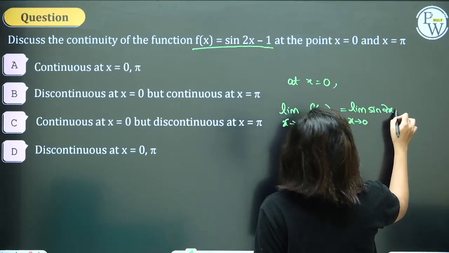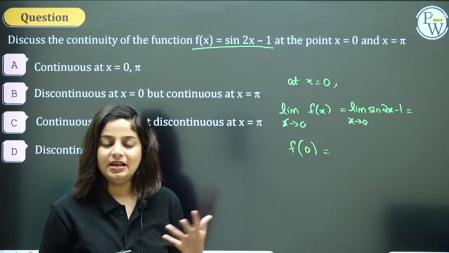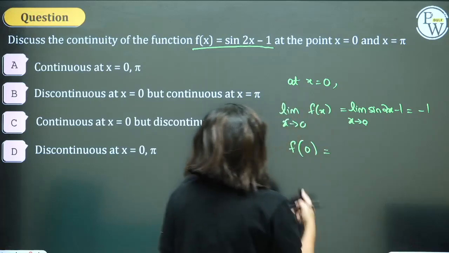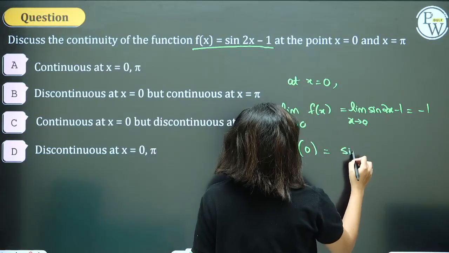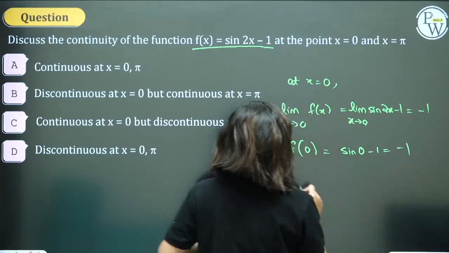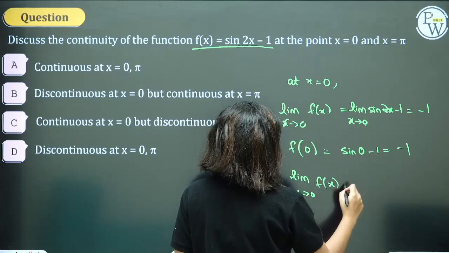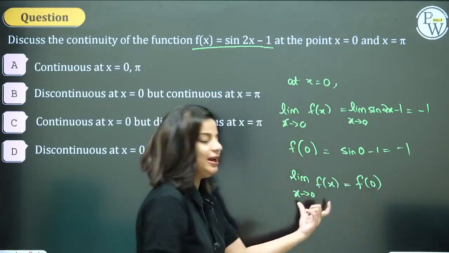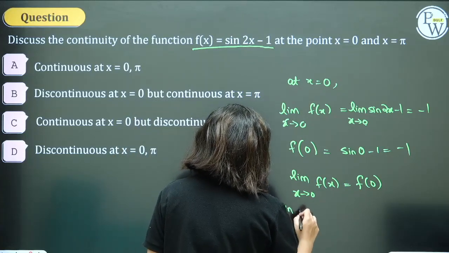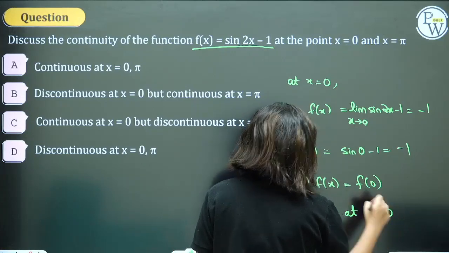Sine of 2x minus 1 will be, put x as 0. You all know how to simplify limits, class 11. Sine 0, 0, 0 minus 1, minus 1. And if you are finding sine of 0 minus 1, again minus 1. You all can see limit x tends to 0, f of x is equal to f of 0. Limiting value is equal to value at that point. Therefore, function is continuous at x is equal to 0.